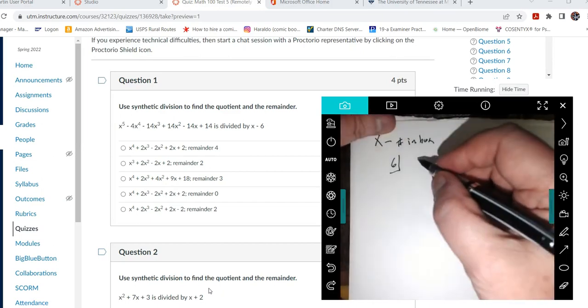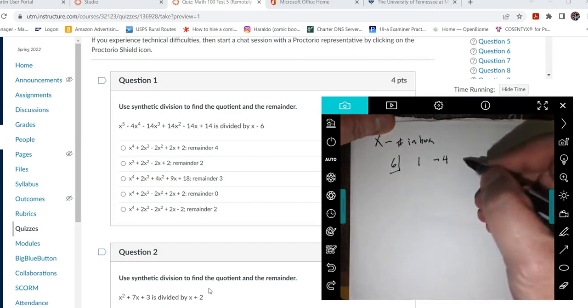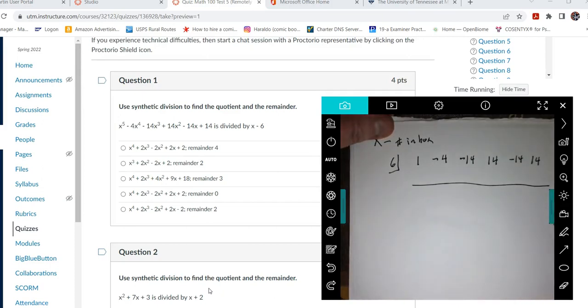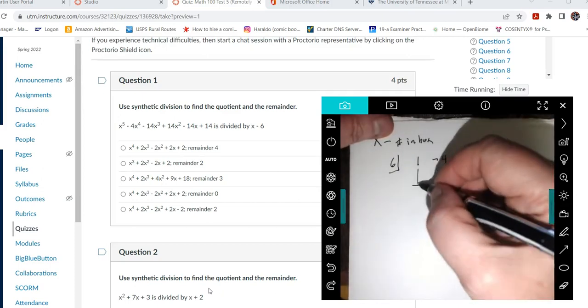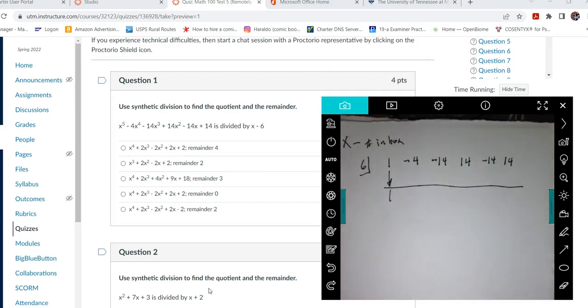And then I'm going to have my coefficients and make sure every power of x is represented. Lots of 14s in that. Okay. Just make sure I wrote down everything correctly. Okay, so I'm going to get that started.